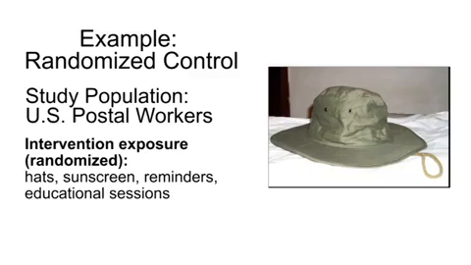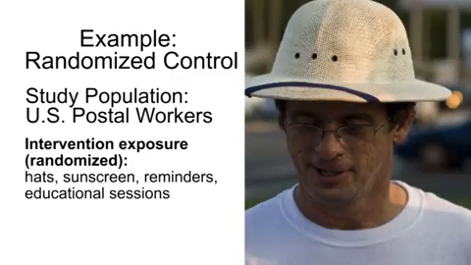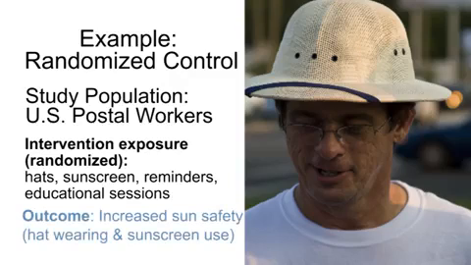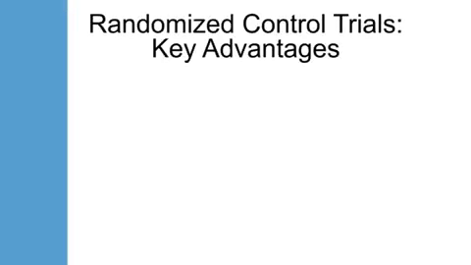Workers were randomized to sun safety promotion or delayed sun safety promotion education. Postal workers in the intervention group were provided with wide-brimmed hats, sunscreen reminders, and 6 educational sessions. The postmen were then followed for 2 years to assess the outcome. The researchers found that the postmen receiving the intervention had increased use of sunscreens and hats compared with the control group. Okay, now let's talk about the key advantages to performing randomized controlled trials.